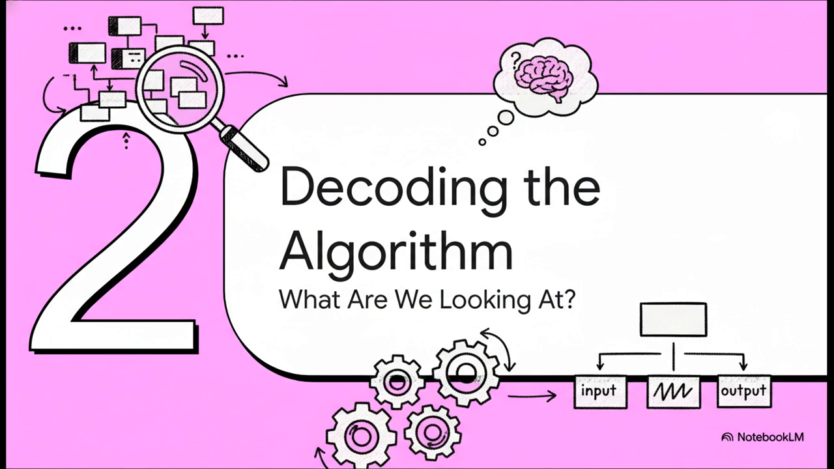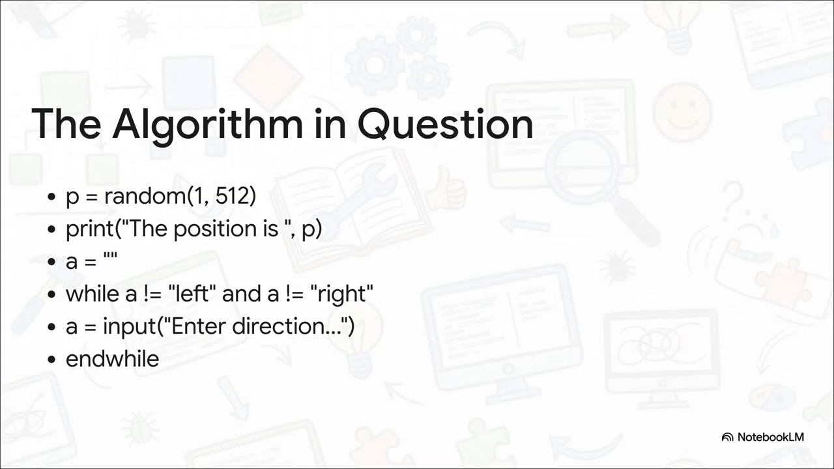Okay, so before we can even think about improving this algorithm, we've got to understand what we're looking at in the first place. Let's decode this thing. So here's the algorithm we're working with. It's pretty straightforward, right? It just grabs a random number between 1 and 512, sticks it in a variable called p, and then it keeps asking you for a direction until you type either left or right. Simple, but it's got some real problems.